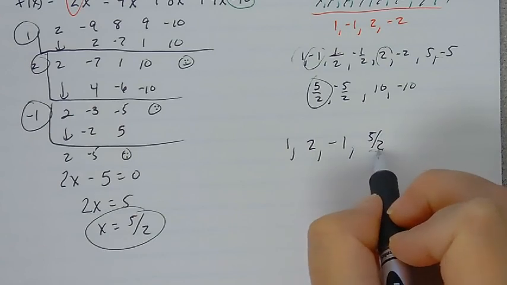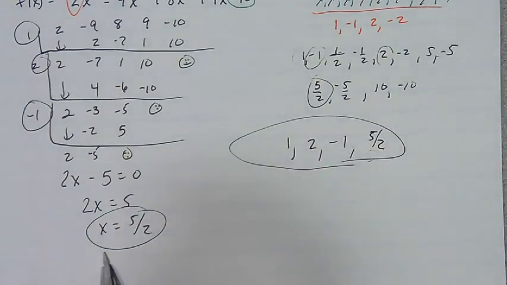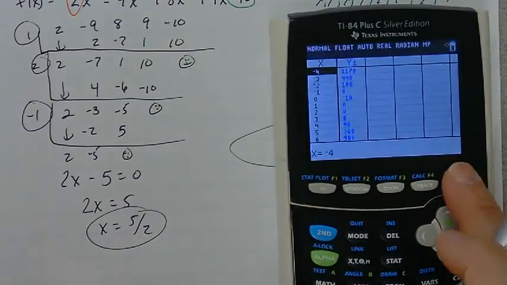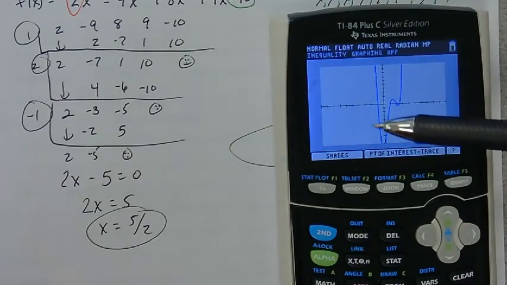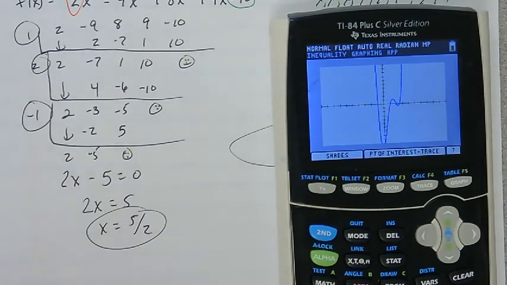So that's crossing kind of between 2 and 3. So these are the places where it would cross the x-axis. Those are our roots. This time they're all real numbers. So we should see on the graph there was -1, there was +1, there was 2, and there was 2.5. So we could see all 4 zeros on this graph.